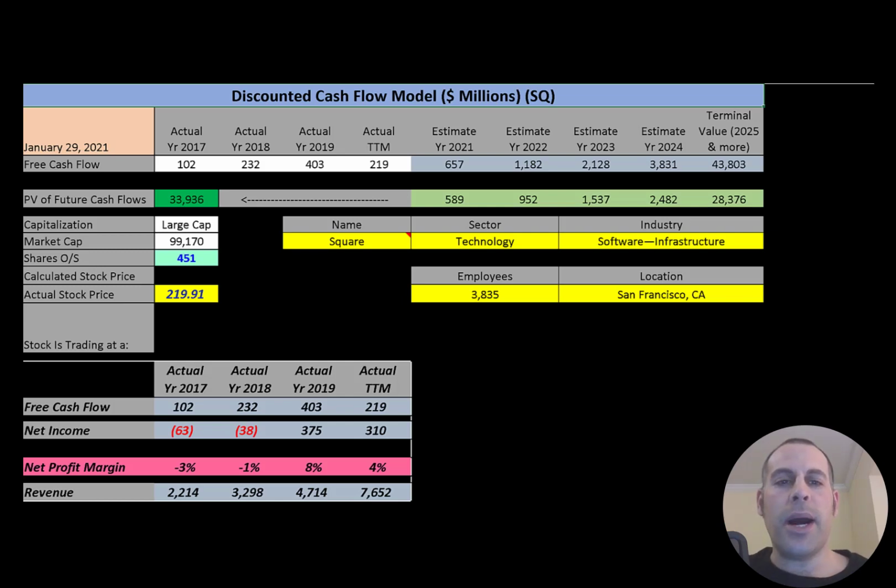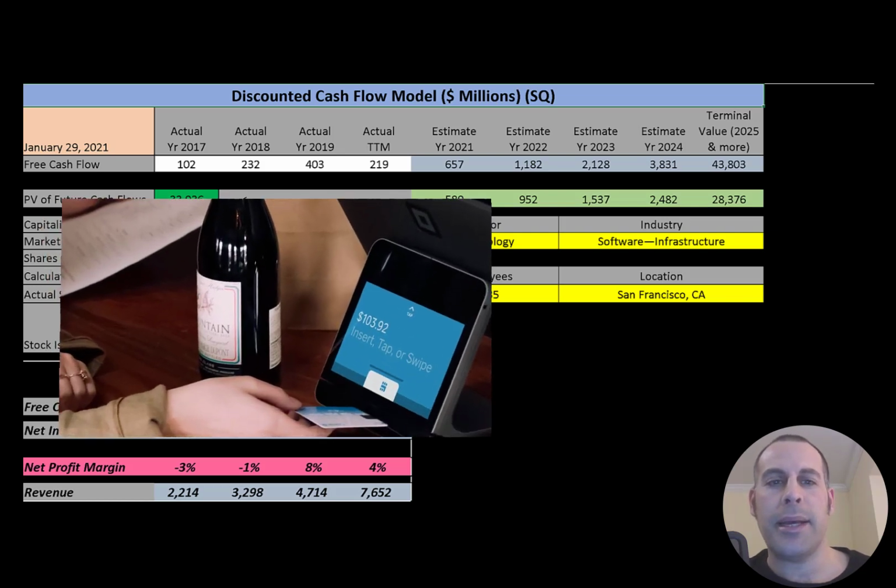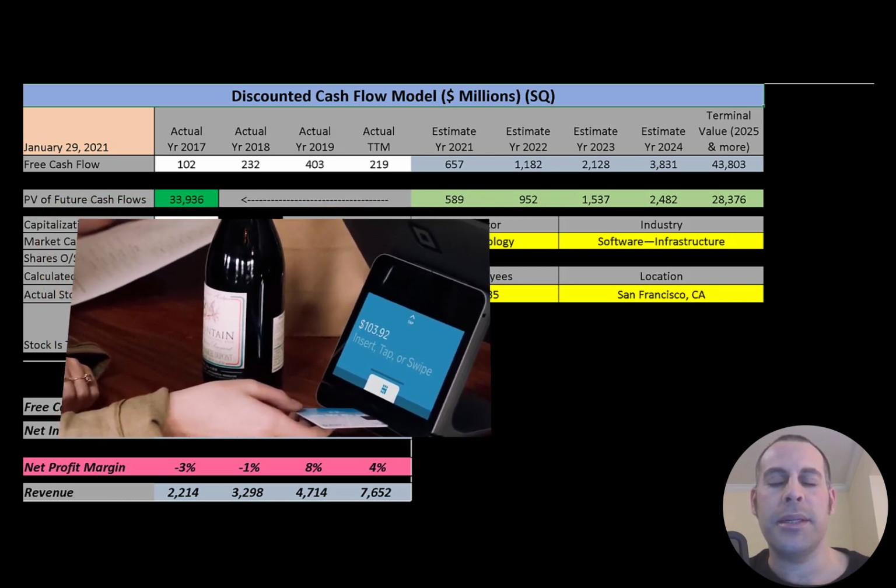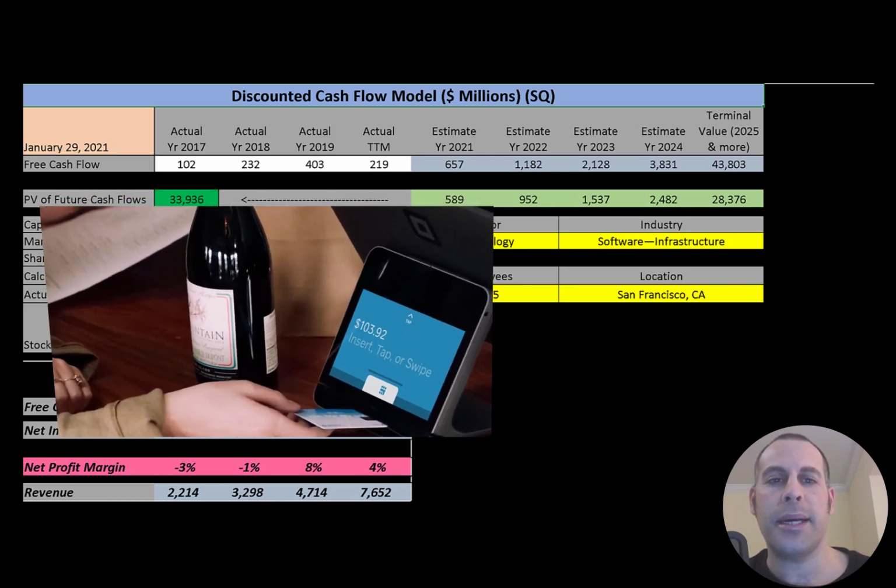In this video, I am going to walk you through the process of valuing Square stock by analyzing their financial statements and dissecting their financial ratios so we can determine if it's a buy or a sell.